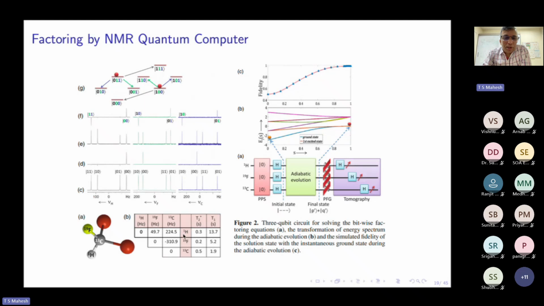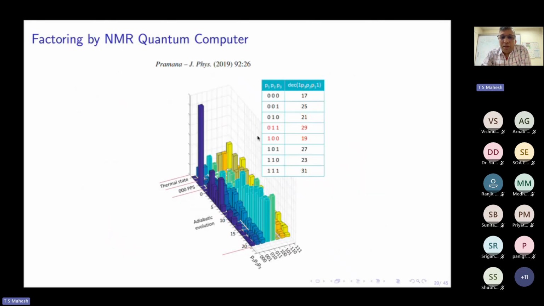So for example, the hydrogen-fluorine interaction is 49.7 Hertz, and the fluorine-carbon interaction is 310 Hertz, and so on. Now, what do these states, 0, 1, 1 and 1, 0, 0 in the ground state, correspond to? If you call them P1, P2, P3, and sandwich them between bit 1 on both sides, you form the string 1, P3, P2, P1, 1.